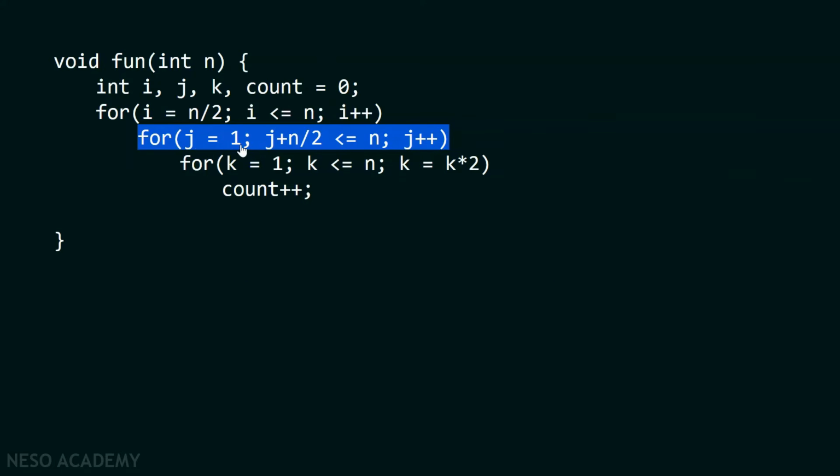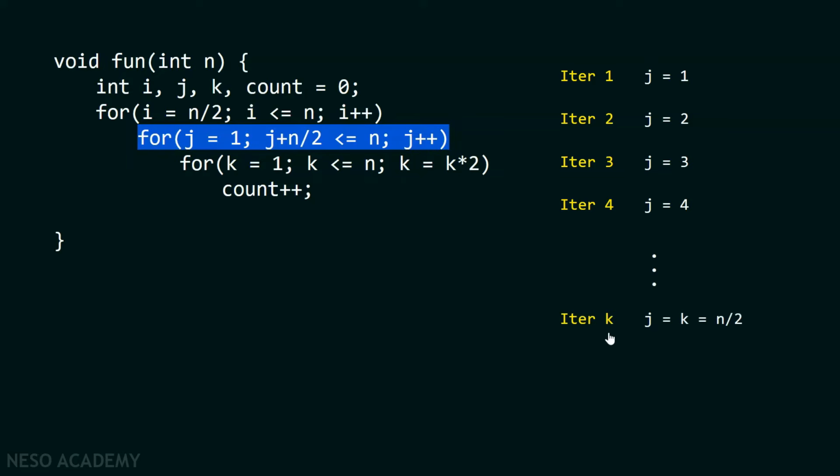Here in this case, you have j equals 1, and this is quite interesting. Here it is written j plus n divided by 2 less than or equal to n, and here it is just j plus plus. Let's see what is happening over here. In iteration number 1, it is clear that j is equal to 1, right? In iteration number 2, j is equal to 2. Iteration number 3, j is equal to 3. Iteration number 4, j is 4, and so on. At iteration number k, j will be equal to k without any problem, because in iteration number 4 we have j equals 4, and in iteration number 3 we have j equals 3.